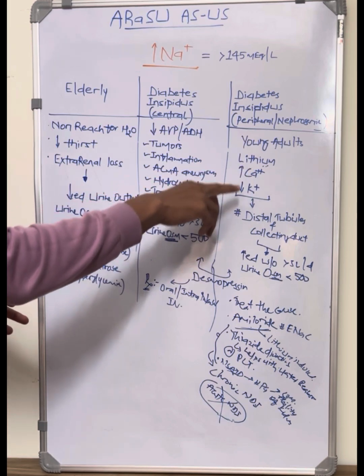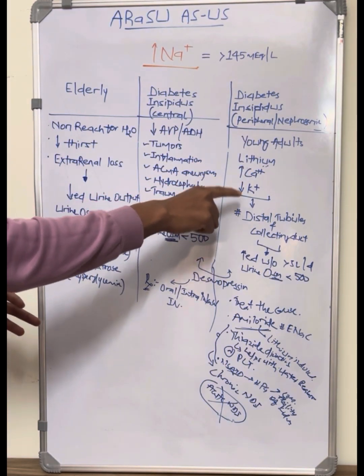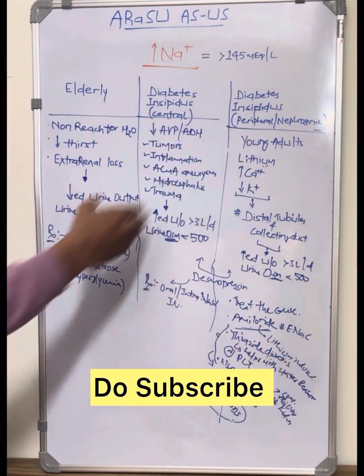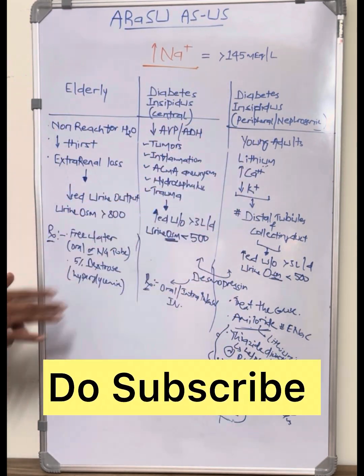So once we get these common causes, if anything is there, we can focus on correcting that, mainly hypercalcemia, hypokalemia, or some medications and heavy metals. So this is the overall thing about hypernatremia.